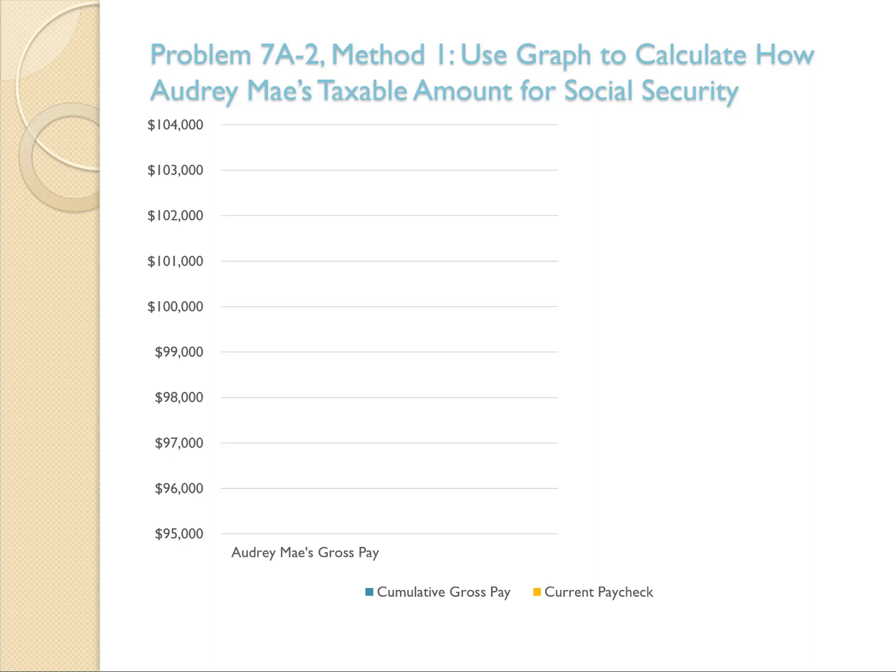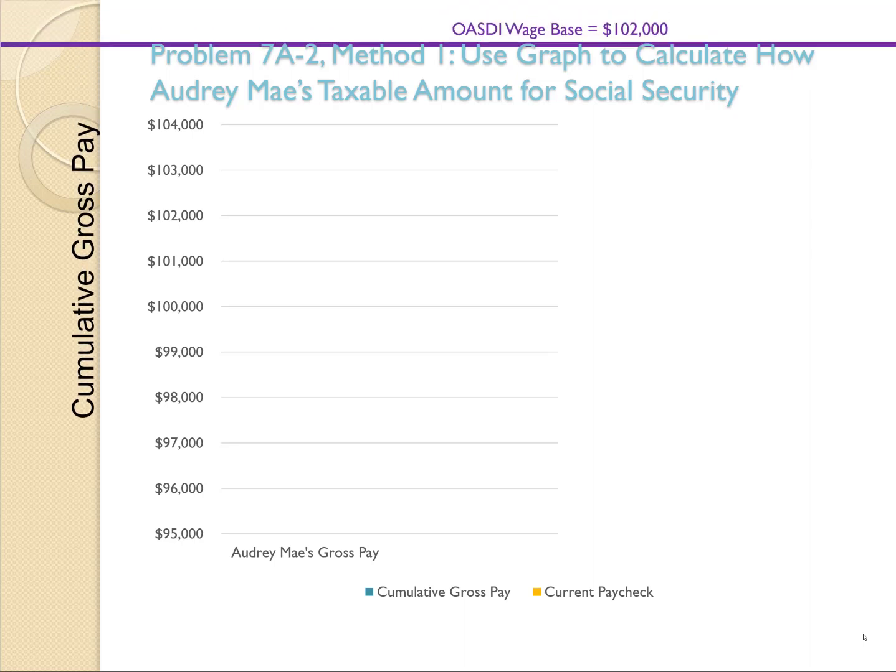In problem 7A-2, there's only one part of the problem that's kind of tricky, and that is trying to calculate how much of Audrey May's gross pay is taxable for Social Security. So we're first going to look at method 1, which is using a graph to visually calculate how much of her gross pay is taxable for Social Security. So this graph is going to show her cumulative pay for the year. And of course, this is gross pay.